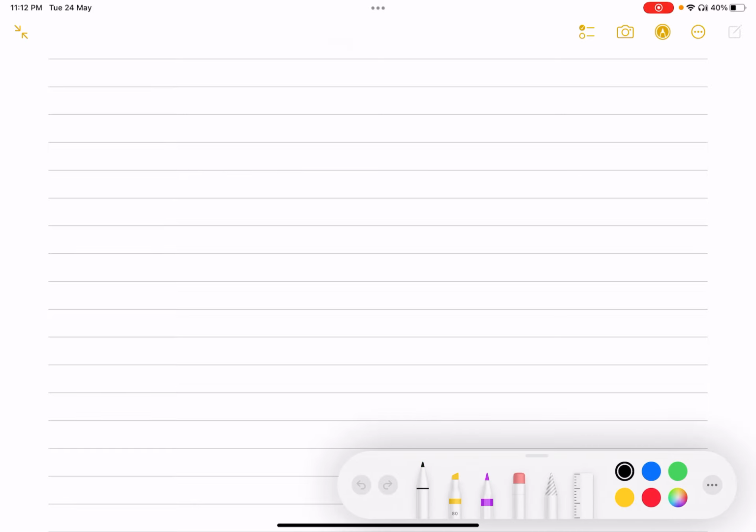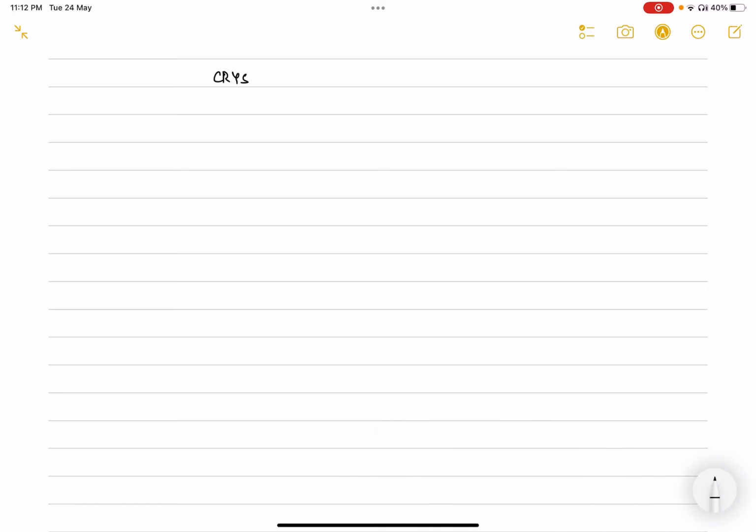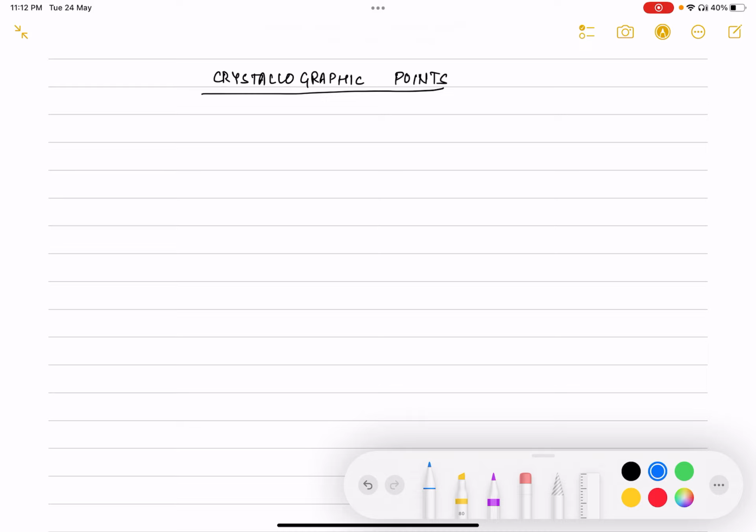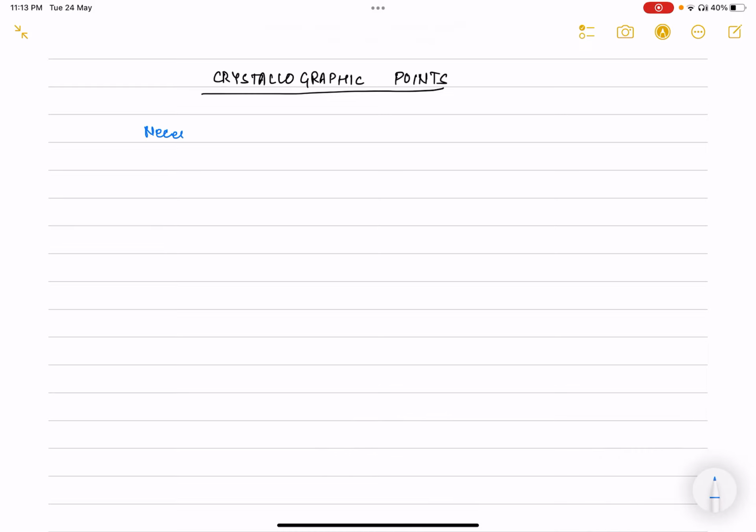Today we are going to study crystallographic points and how to annotate them. When we are dealing with any crystalline material, it becomes necessary to specify the points that lie within the unit cell for certain purposes.